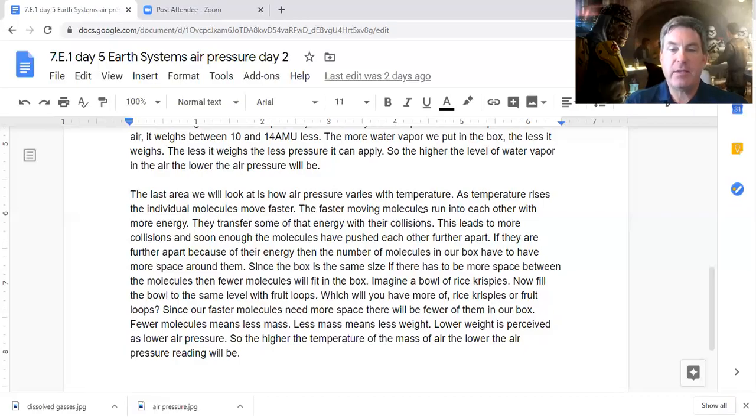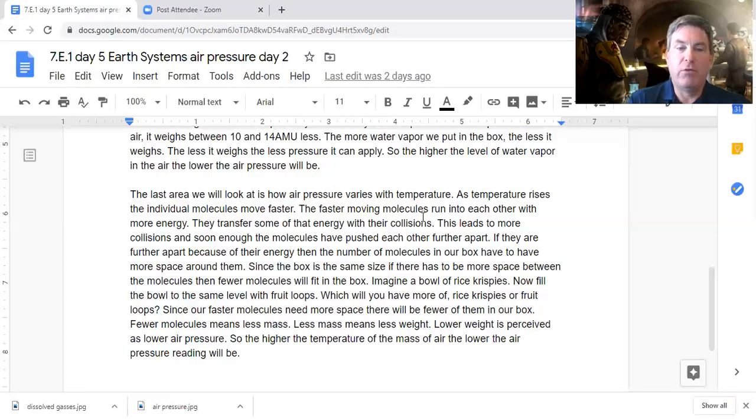Since the box is the same size, there'll have to be more space between the molecules, and then fewer molecules will fill in the box. Imagine a bowl of Rice Krispies. Rice Krispies are very small cereal pieces, right? So if you raise the temperature, we have to expand the space between the rice, the cereal things.